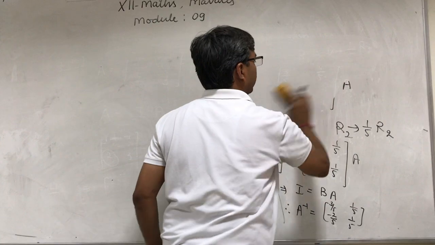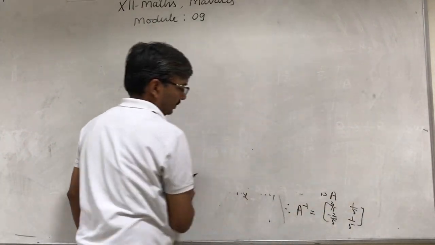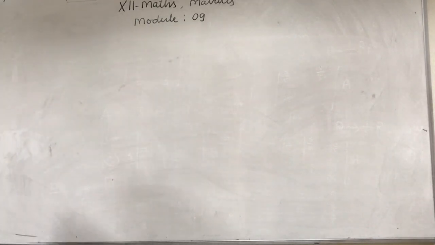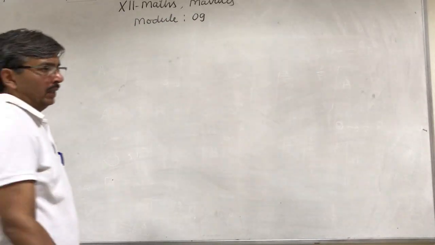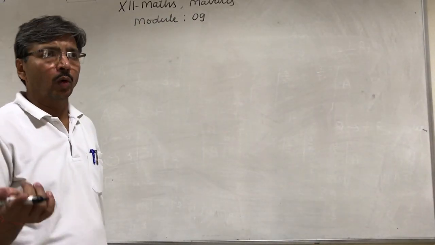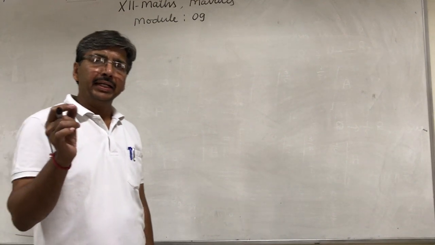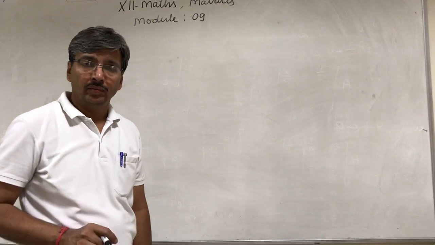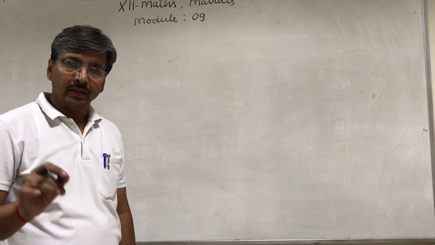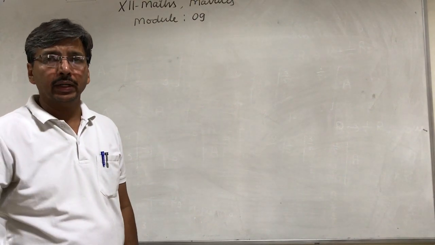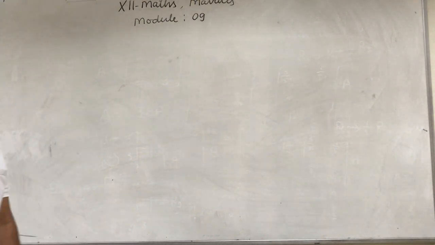Now if we are applying row operations or column operations, and after applying one or two operations, if any row or any column becomes 0, then we will say that the inverse of this matrix does not exist. See one question of this type.